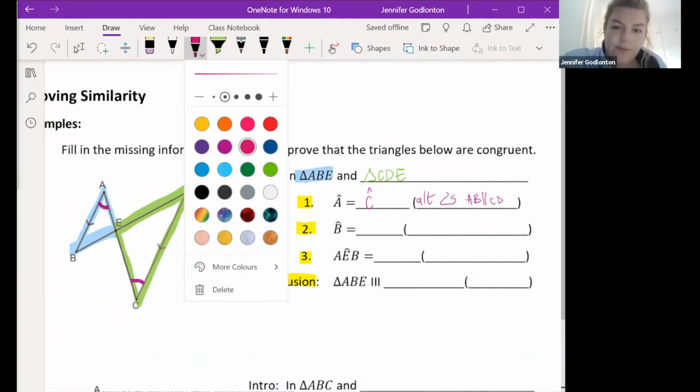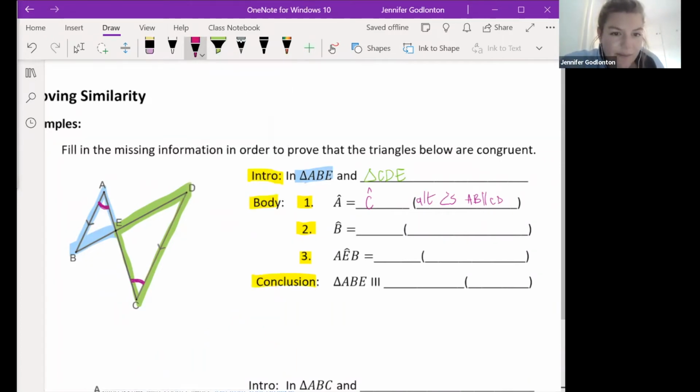Step two. I'm trying to find B. That's this angle over here. What is B equal to? Good. B is equal to D. And again, it's because of alt angles, because AB is parallel to CD.